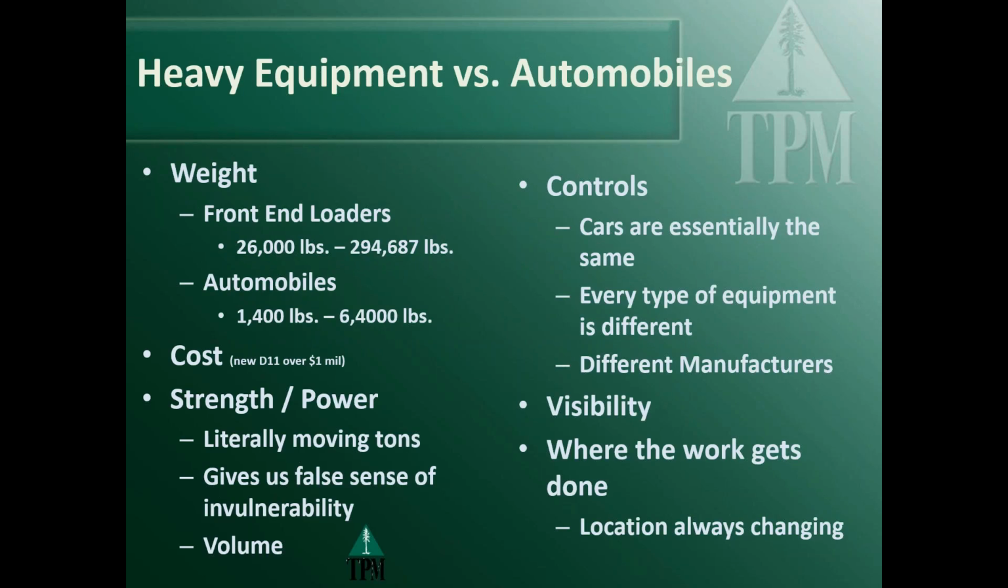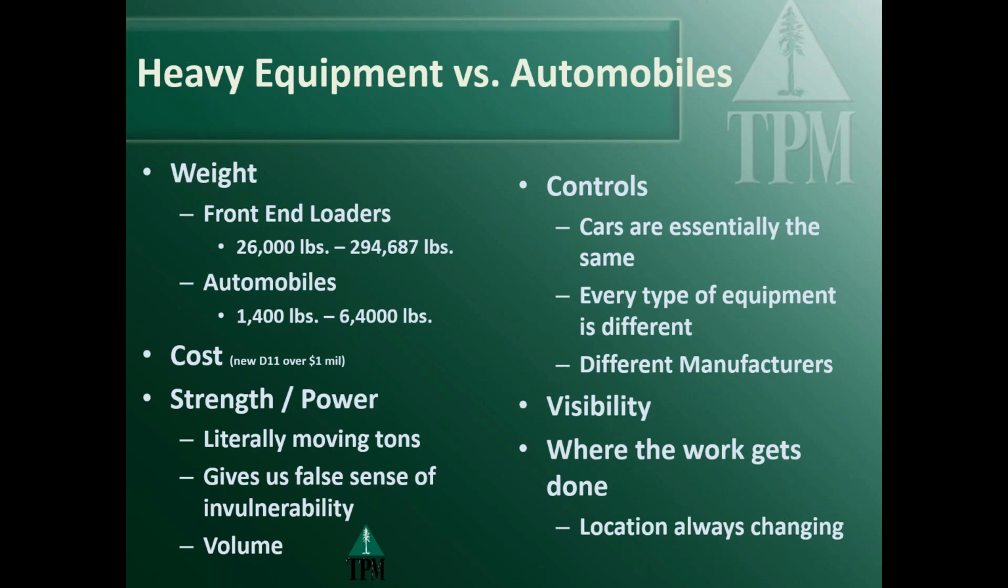So we want to go over a little bit of how they're different, and I was honestly surprised by this. I looked up the weights of just front end loaders, which a lot of us have, and they go anywhere from 26,000 pounds to almost 300,000 pounds, whereas with automobiles, you're around 1,400 to maybe 6,400.